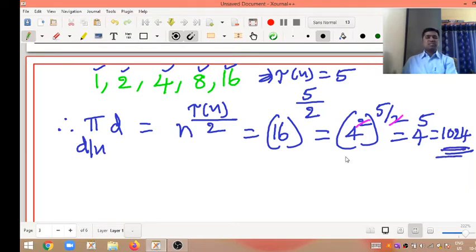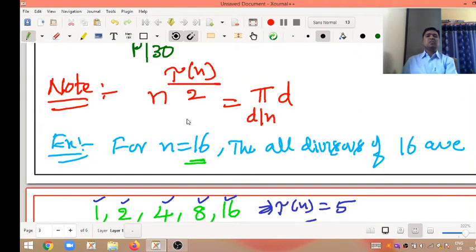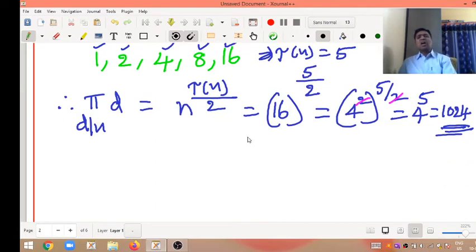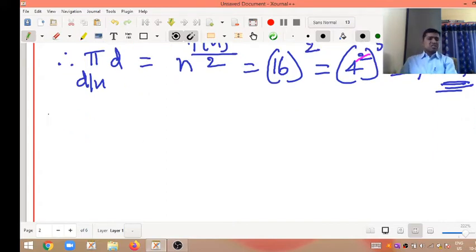This is one main important note, my dear friends: n to the power of tau of n by 2 is equal to the product of all divisors, that means the product over d divides n of d. I hope you all understood this concept. I will move on to the next one. Next note we want to discuss.